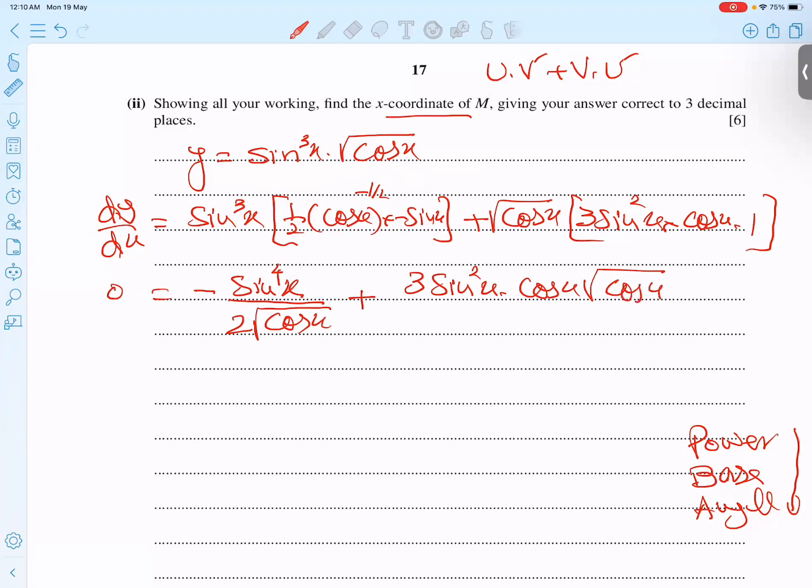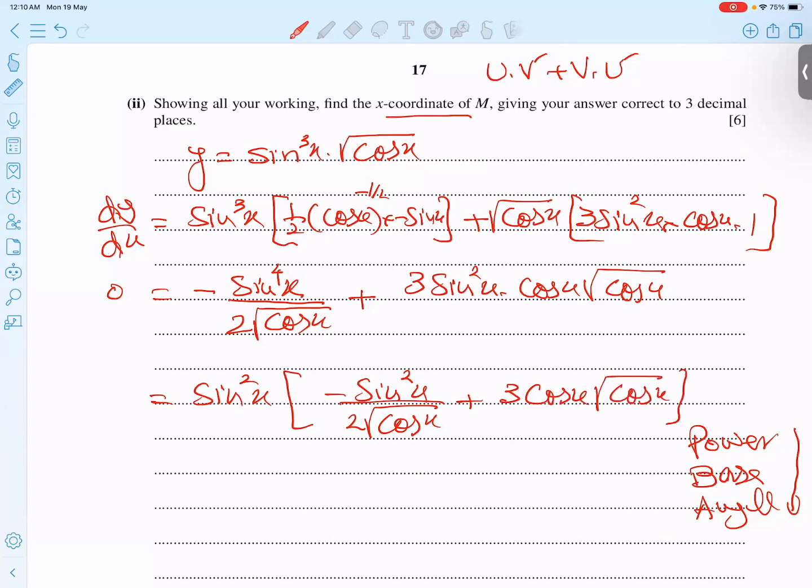Now you can see, students, sine square is common, so I take it out. I get sine square x, and inside I get negative sine square x by 2 root of cos x, and this sine square has gone out. So I get 3 cos x times 2 root cos x. Okay, this is done. Now set it to 0. Either this is 0 or this completely is equal to 0.